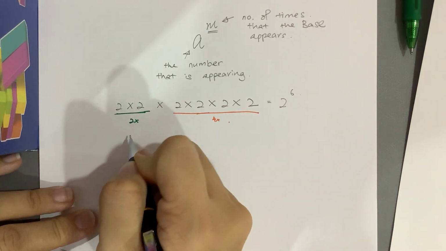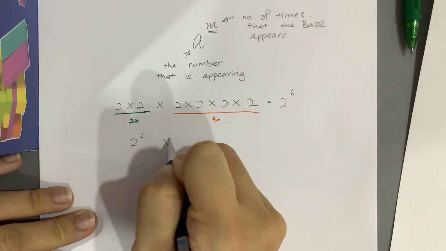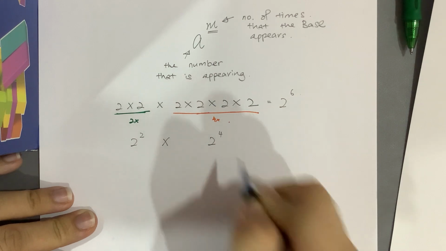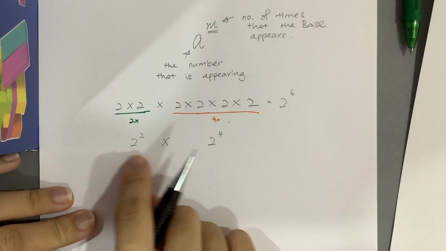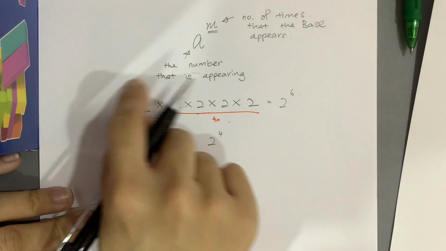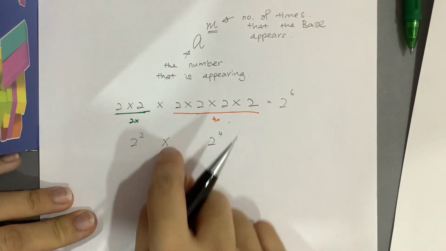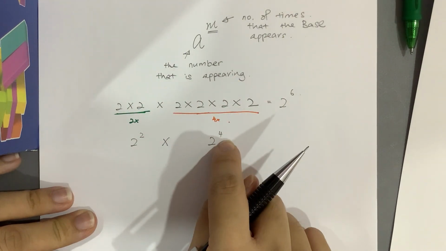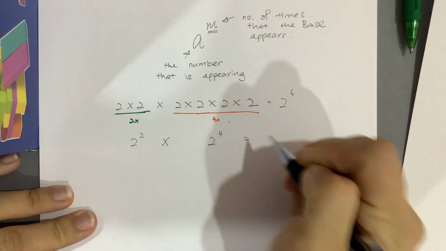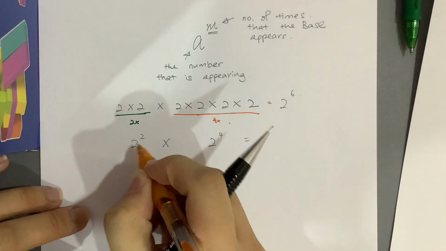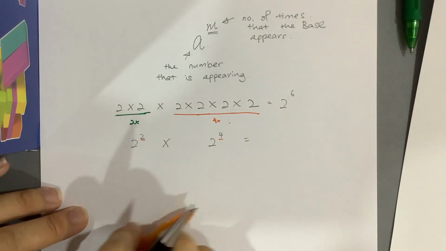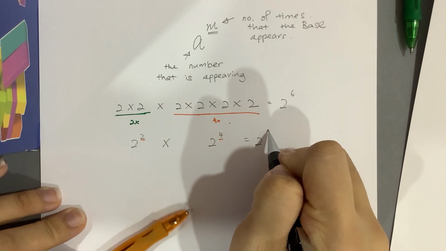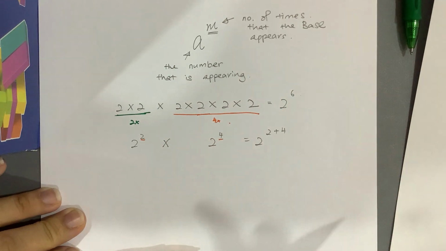So if you want to word it, I can also translate this as 2 to the power of 2 times 2 to the power of 4. When you see 2 to the power of 2, it's actually this term, multiplied by 2 to the power of 4, which is this, and it means you will have to sum up the powers, which gives you 2 to the power of 2 plus 4.